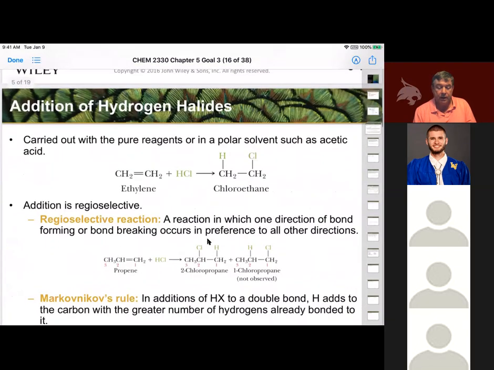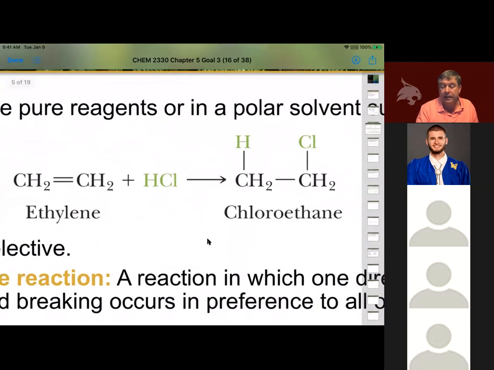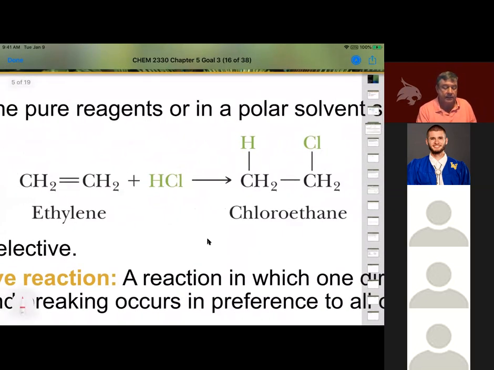So let's talk about the mechanism step by step on how we get to that pattern and what the regioselectivity would be. If we just added HCl as a gas across ethylene as a gas, the hydrogen is going to end up on one side and the chlorine on the other, and we're going to lose our double bond. This is the simplest reaction.